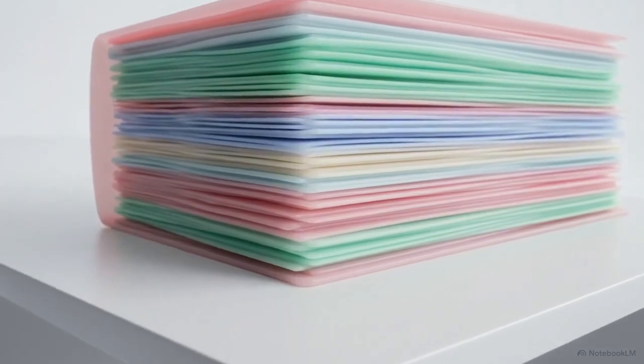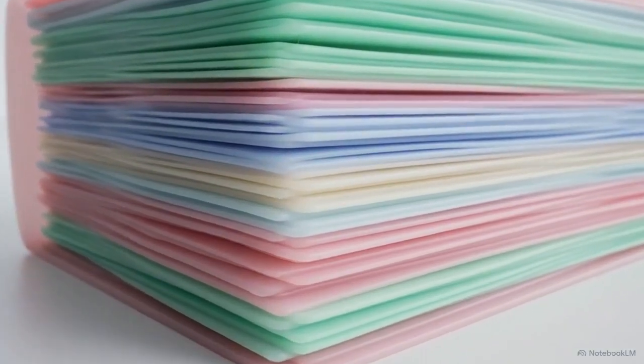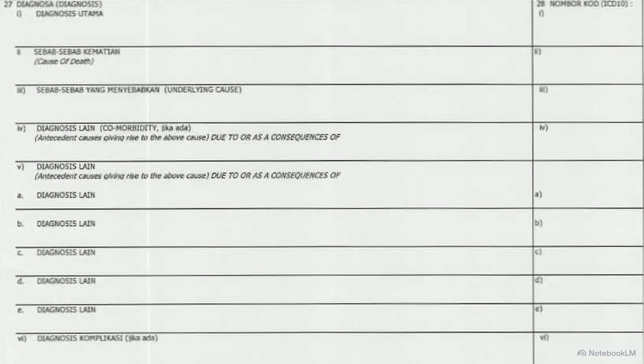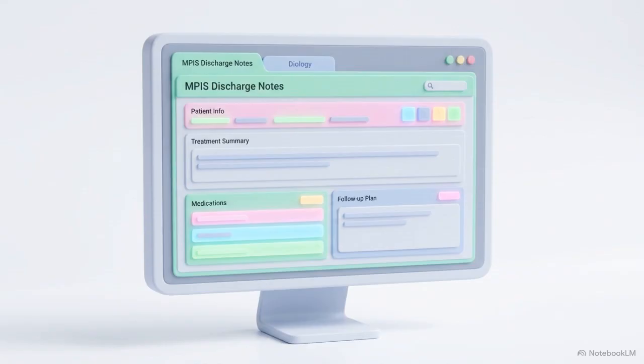Now, there is a common misconception about how this system gets its information. Medical coders do not read the entire patient file. They rely almost entirely on the specific discharge documents. For manual records, the primary document used for this data extraction is the PER PD 301. For electronic records, they look specifically at the discharge notes entered into the MPIS system.